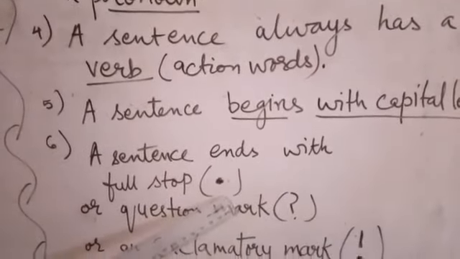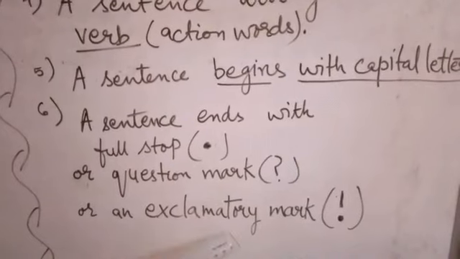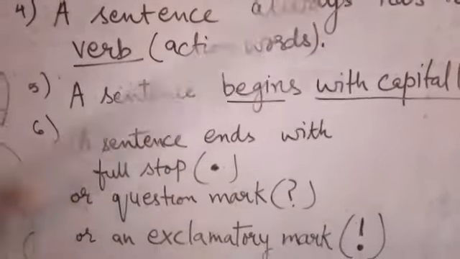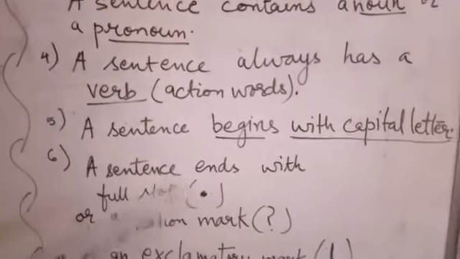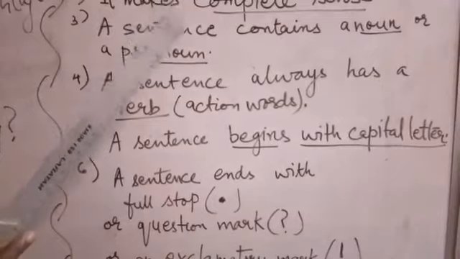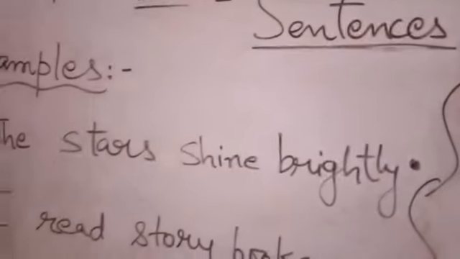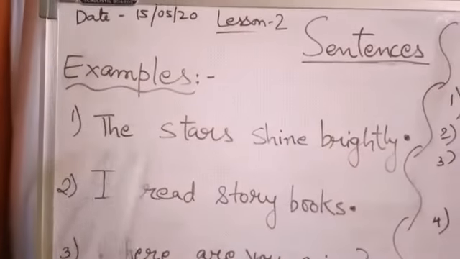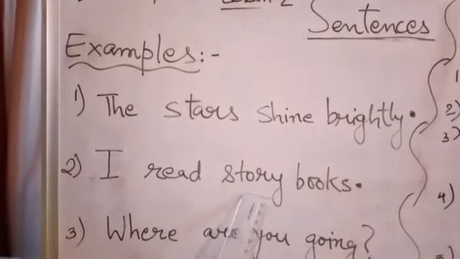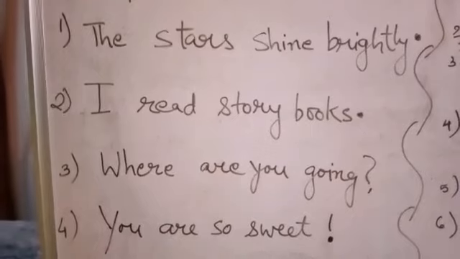This is the sign of a full stop. Or a question mark. This is the sign of a question mark. Or an exclamatory mark. This is the sign of an exclamatory mark. So students, when we follow these rules, we are able to understand sentences. Now for example, I will show you some sentences. Here they are. Number 1. The stars shine brightly. I read storybooks. Where are you going? You are so sweet.